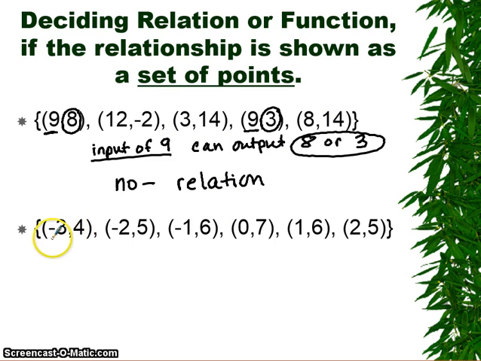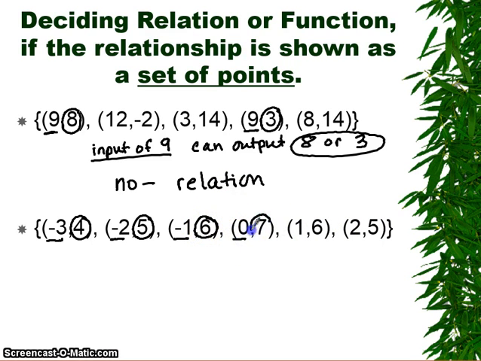Now let's look through this second example. Does -3 always output -4? Well, do you see any other inputs of -3? No, so it must have only one output. Does -2 always output -5? We don't see any other inputs of -2, so it must always output -5. Does -1 always output 6? We don't see any other inputs of -1, so it must always output 6.